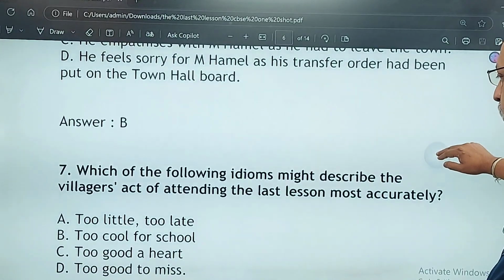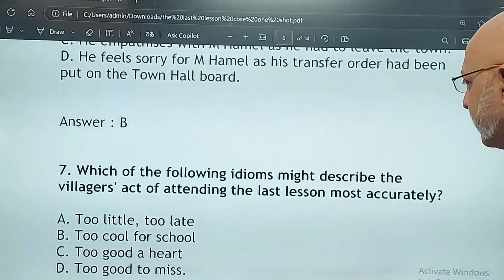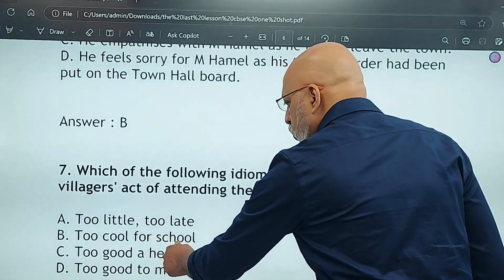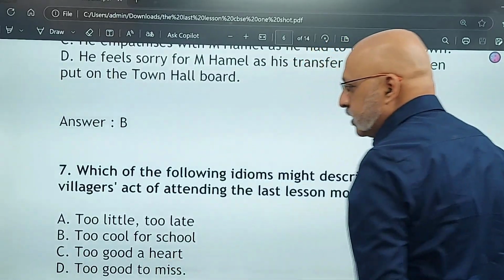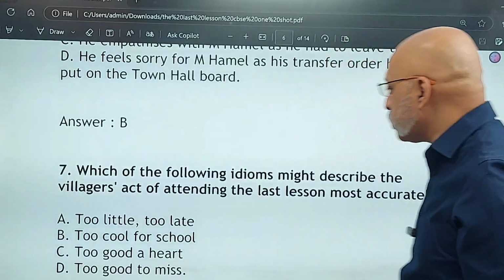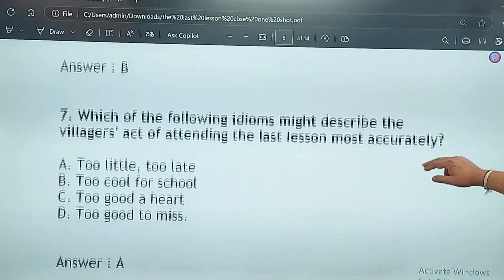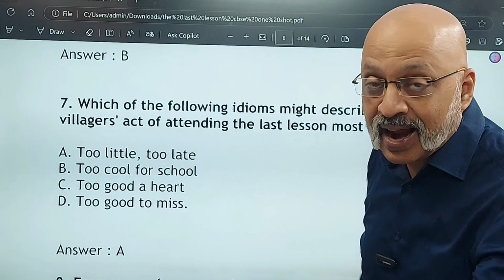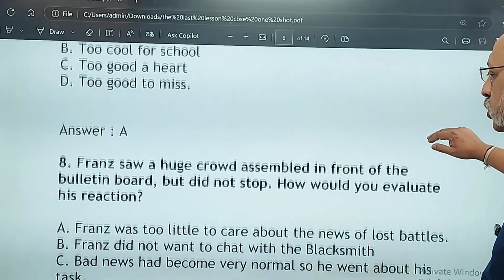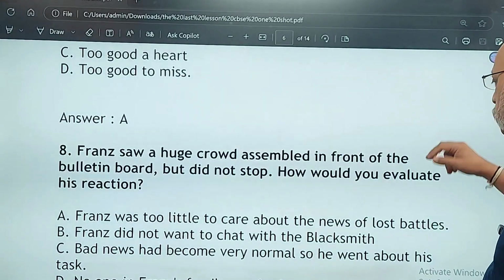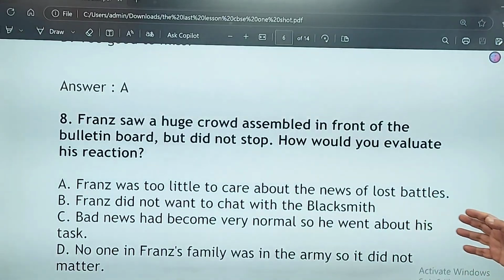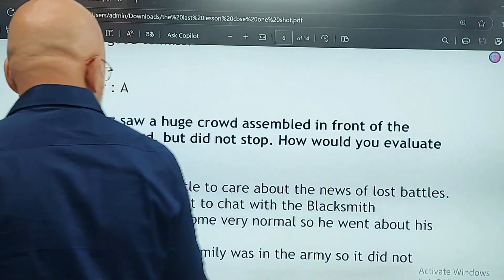Which of the following idioms describes the villagers' act of attending the last lesson most accurately? Is it too little too late, too cool for school, too good heart, too good to miss? Which of the idioms encapsulates what the villagers must be feeling? The correct answer is A, too little, too late. We wish they had been more diligent about the class earlier. Franz saw a huge crowd assembled in front of the bulletin board but did not stop. How would you evaluate his reaction? He was too little to care about the news of lost battles. He did not want to chat with the blacksmith.